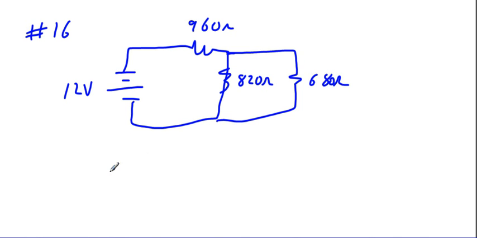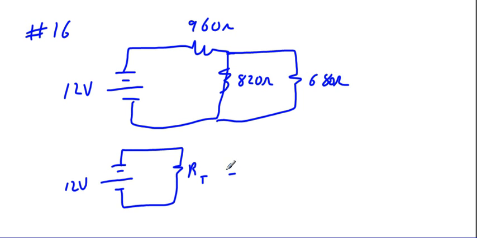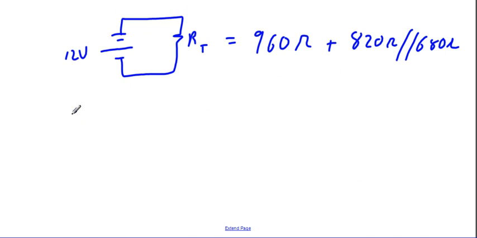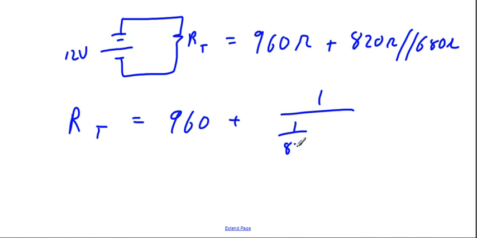Okay, so this is going to be a circuit that is equivalent to 12 volts and one resistor, resistance total. And the resistance total is going to be the 960 ohm resistor plus the 820 ohm resistor in parallel with the 680 ohm resistor. So that's the math we have to do. So that's going to be 960 plus 1 over 820 plus 1 over 680.